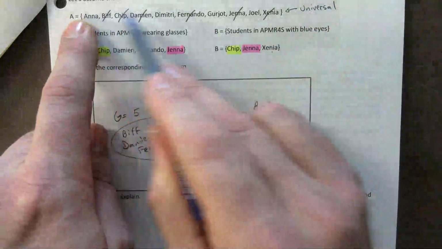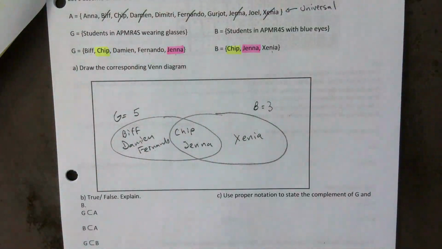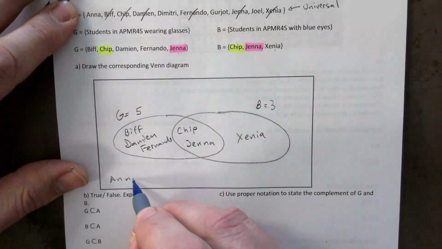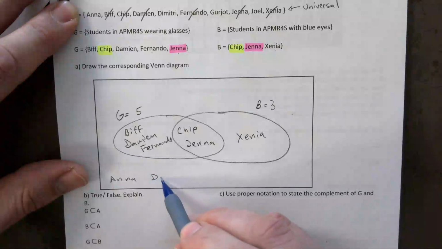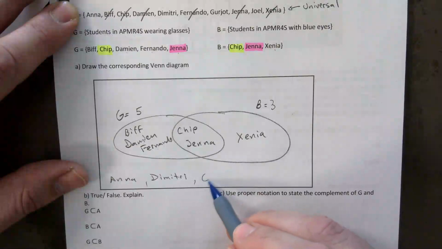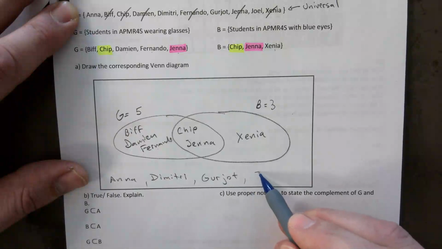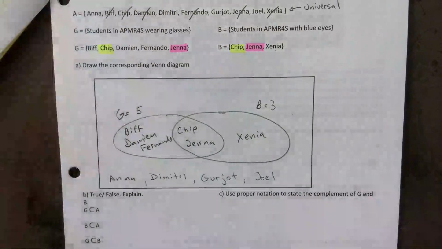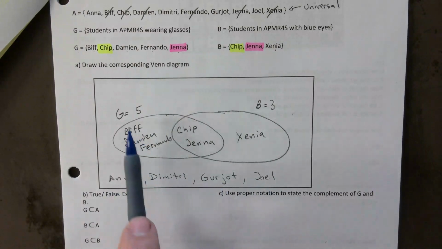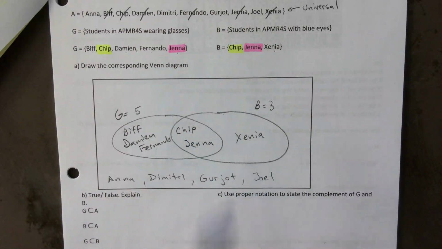So these are the ones that in this case will be considered our outliers. That's correct. So we're going to write them in here. So Anna, Dimitri, put commas in between, Gurjot, and Joel. Do I have 10 altogether? That would be my ultimate check. 1, 2, 3, 4, 5, 6, 7, 8, 9, 10. Yes. If I counted every name, I've got 10.